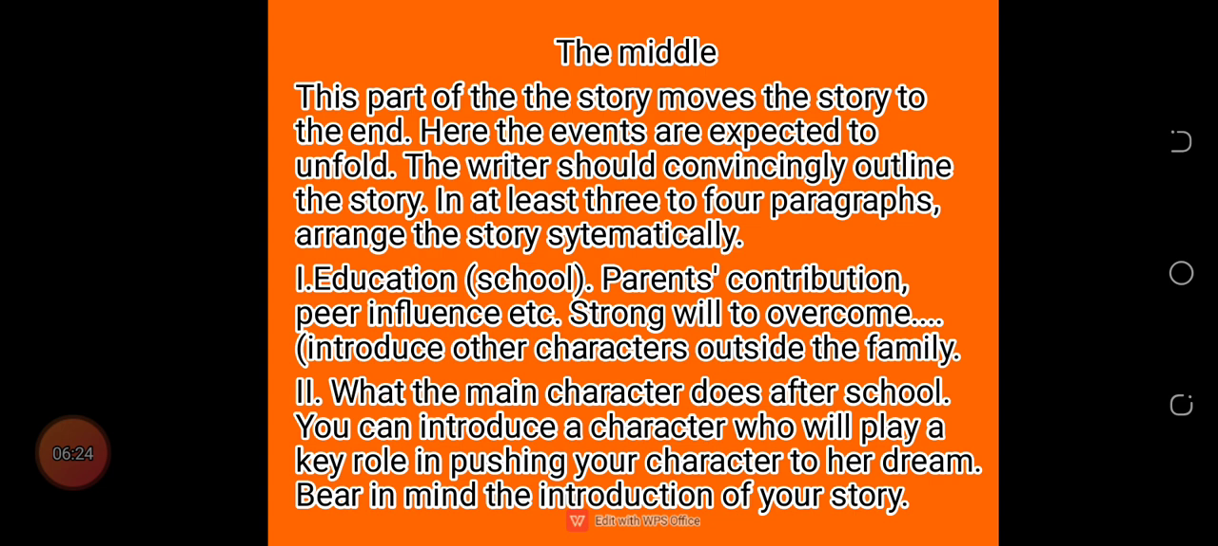Now when we come to the middle part, this part of the story moves the story to the end. Here the events are expected to unfold. The story cannot be stagnant. You must learn to state that an event happened, another thing happened. That is how, when we say event unfolding, that is what it means. So the writer should convincingly outline the story.